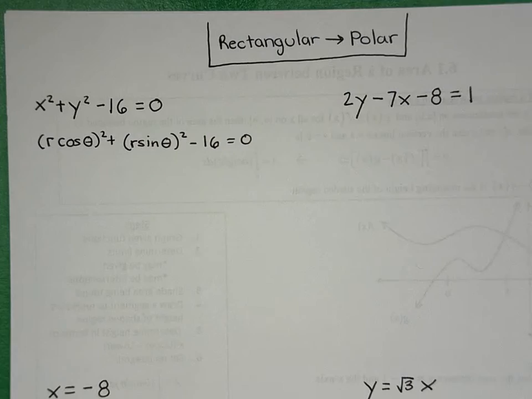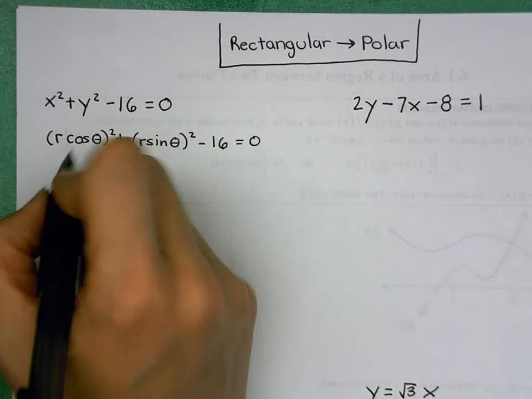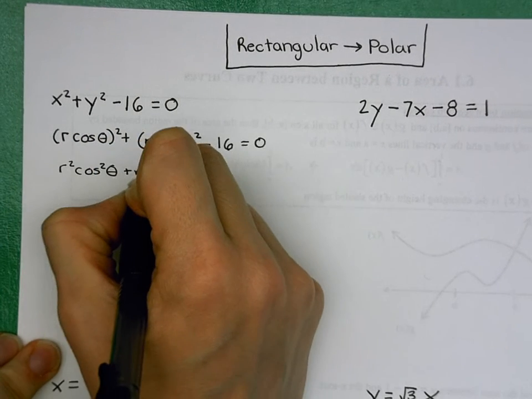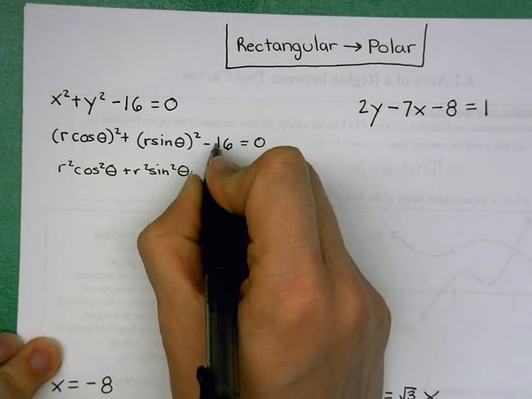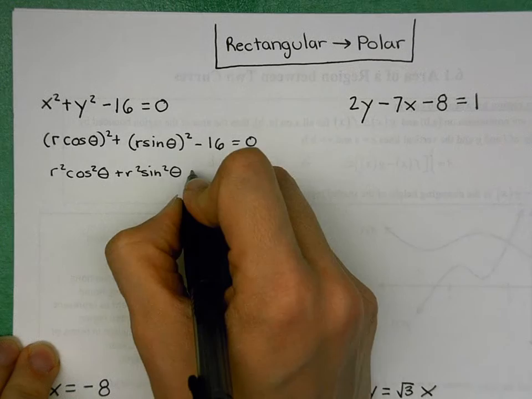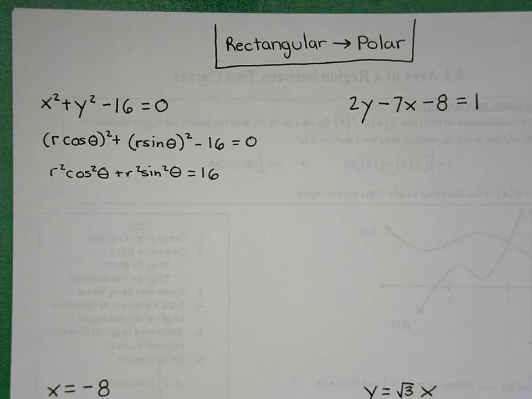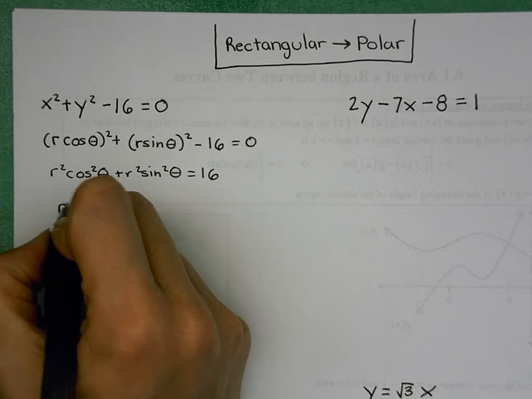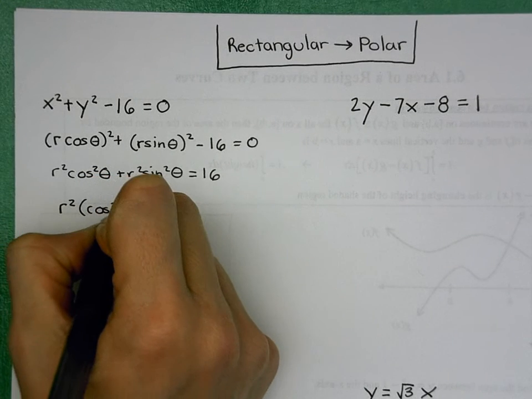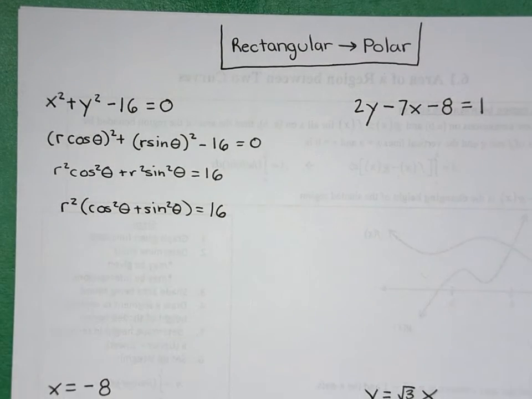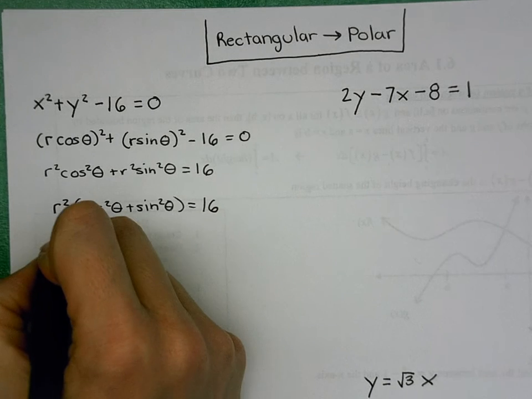Okay, and then step 2, we are going to rewrite, which means simplify, factor, Pythagorean identity, something along those lines. In this particular case, I could square these: r squared cosine squared theta, r squared sine squared theta. I could also add the 16 over to the other side. Once I do that, I notice that the 2 terms on the left have a common factor. I can pull that r squared out, leaving me with cosine squared theta plus sine squared theta. And cosine squared plus sine squared is 1.